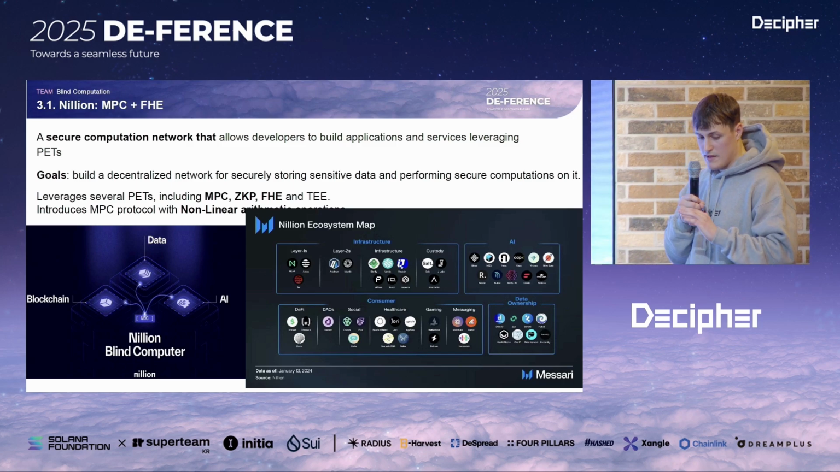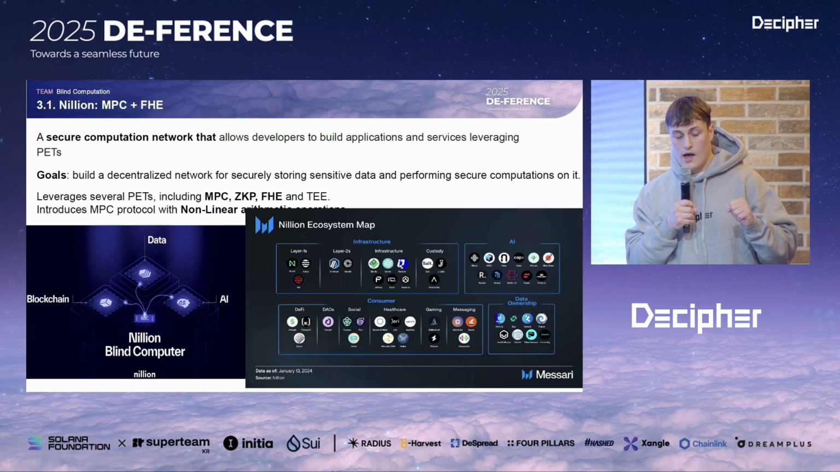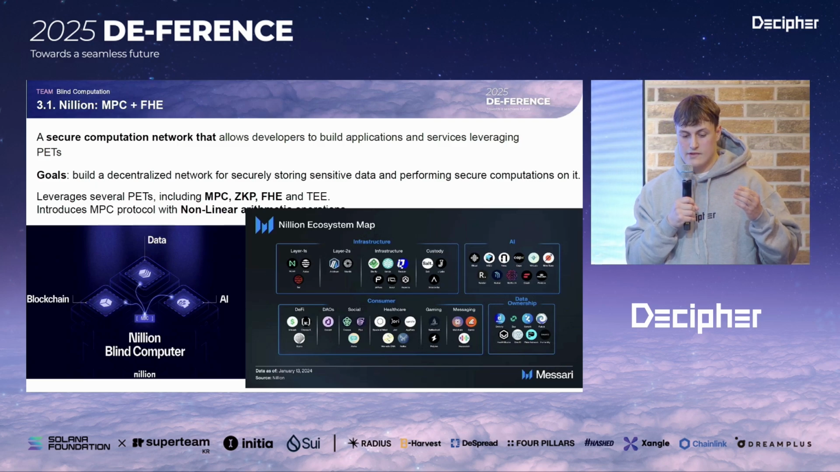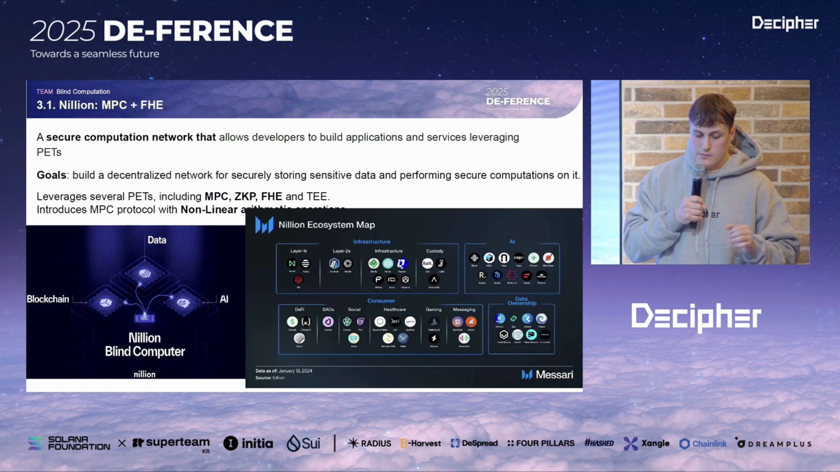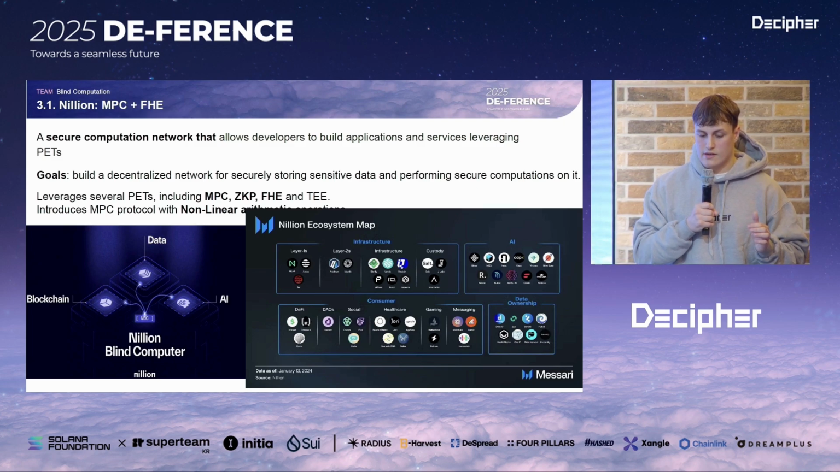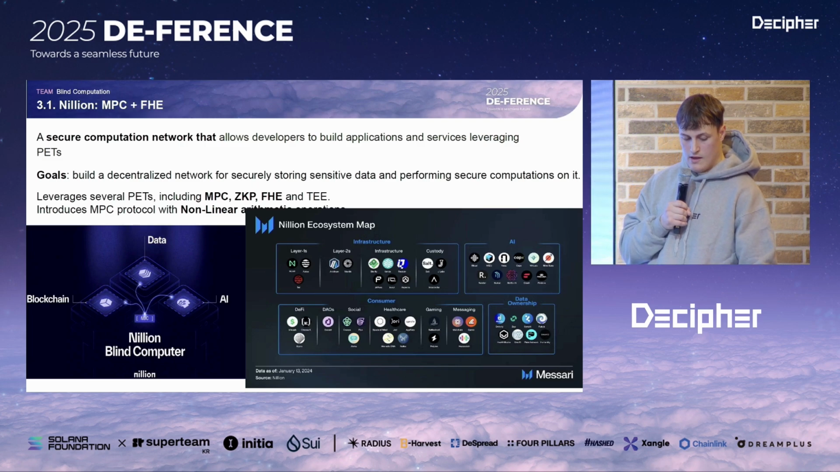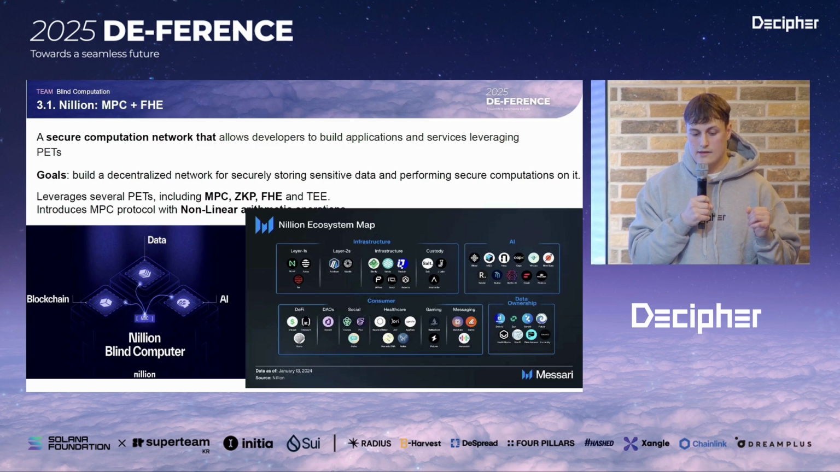The project uses multiple PETs, mainly focusing on MPC, FHE, ZKP, and TEE. Apart from using existing solutions, Nillion introduces advancements in PETs too. For example, its novel MPC protocol with non-linear arithmetic features solves the challenges of linear secret sharing schemes. Such schemes are not usually efficient for non-linear operations like multiplication. Finally, Nillion employs information theoretic security, or ITS, which ensures that even an attacker with infinite computation power cannot get access to the data.